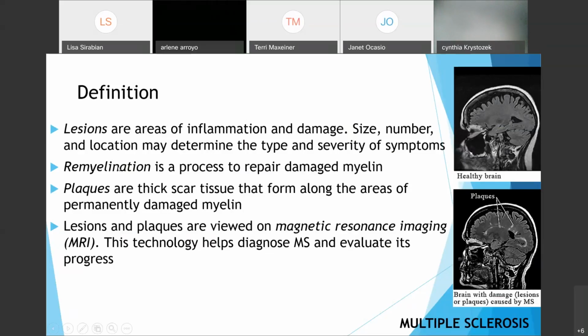Remyelination is a process to repair the damaged myelin, and that's the body's own process. The body works to try to repair that protective coating. Okay, so those are some definitions for you.